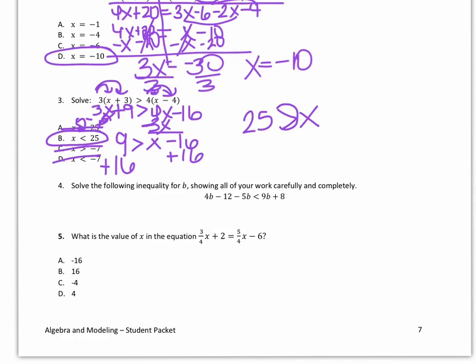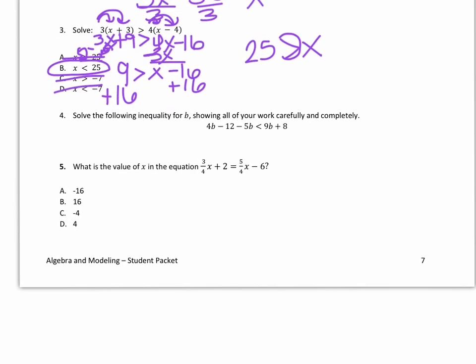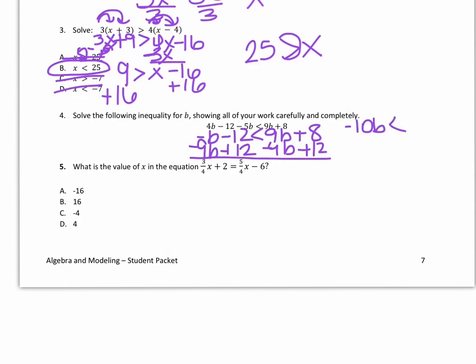Number 4, solve the inequality for b, showing your work carefully and completely. So I notice right away I have 4 minus 5b on the left, which gives me negative b minus 12 is less than 9b plus 8. If I go ahead and minus that 9b and add 12 to both sides, I wind up with negative 10b is less than 20.